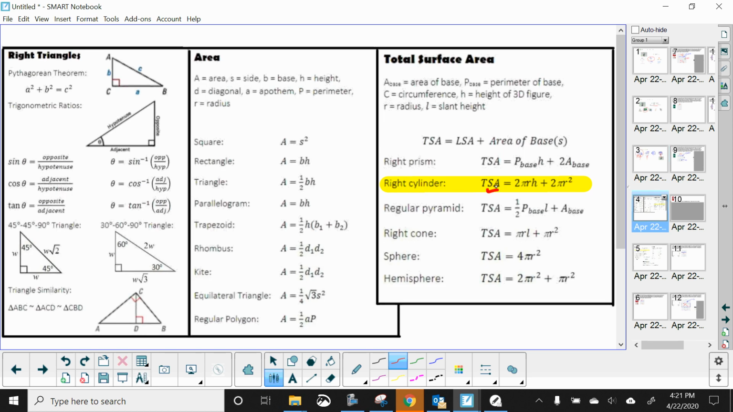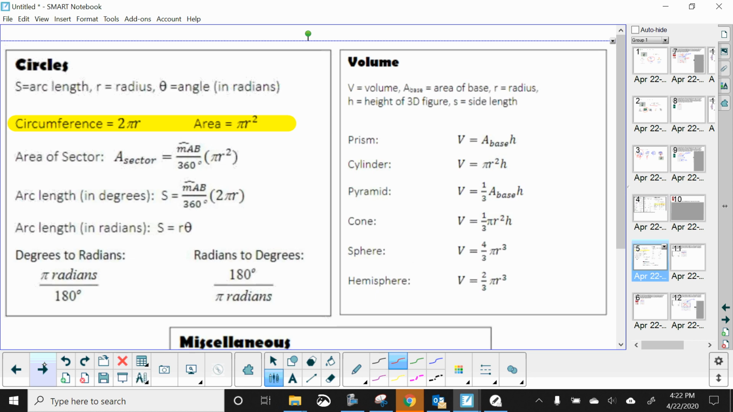We have total surface area, and that's equal to the lateral surface area plus the bases. And we need the circumference to find the lateral surface area. And remember, area is just pi r squared, or r squared times pi.